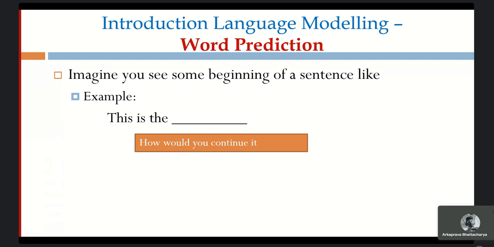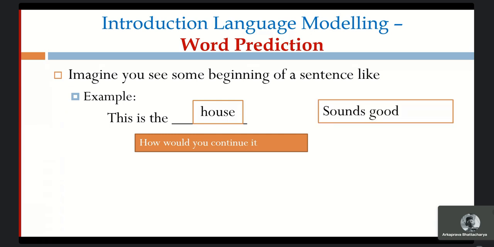So that means you are trying to say that the will be followed by a noun. The would be followed either by an adjective, or it could be followed by a noun. Let's suppose I have this is the house, right? This sounds good because the is being followed by a noun. Next one is this is the rat. Even this sounds good because it is being followed by a noun.